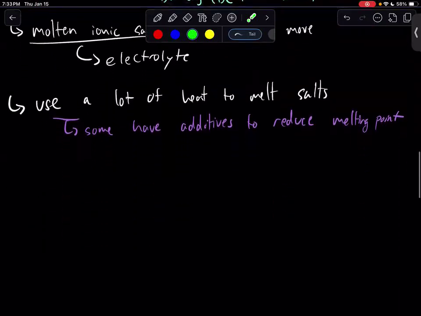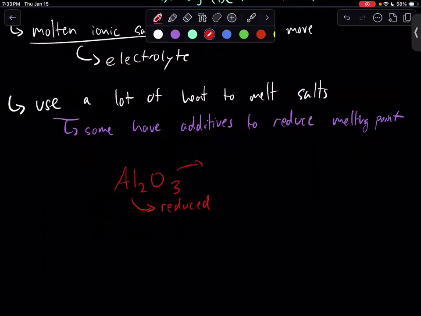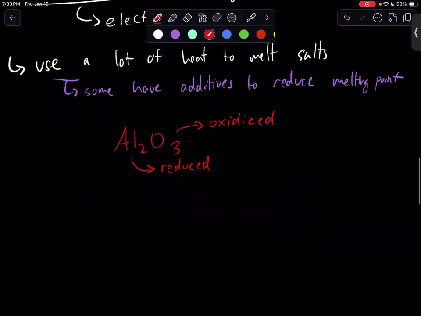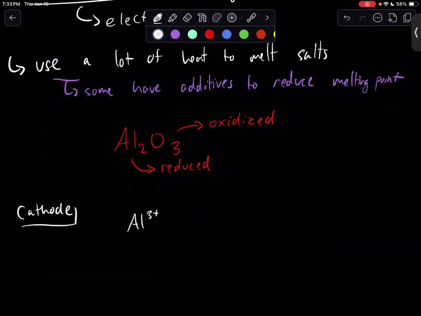So let's go back to our aluminum oxide example. For aluminum oxide, Al2O3, our aluminum is what's going to be reduced, and our oxygen is what's going to be oxidized. So remembering our acronym red cat, at our cathode, that's our aluminum reaction. We're going to take Al3+ ions. We are going to add 3 electrons to them, and they'll turn into aluminum. And again, this is all liquid.